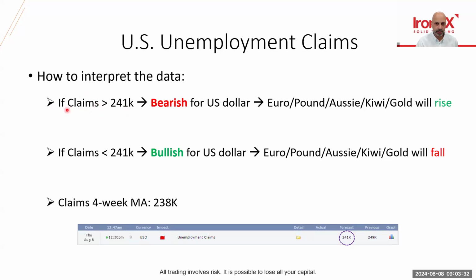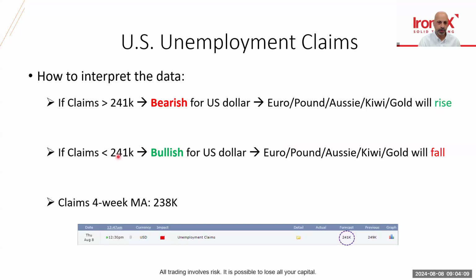So that means if claims come in higher than this figure, this is typically going to function as a bearish catalyst for the dollar, because remember, higher claims signals weakness in the US labor market. And this is quite likely going to increase the likelihood of a rate cut by the Federal Reserve at September's meeting. So this is typically going to be a bearish catalyst for the US dollar if we see a figure higher than 241,000. So if it's bearish for the US dollar, that means most likely currency pairs like the euro, pound, Aussie, and Kiwi, along with gold prices, are expected to rise.